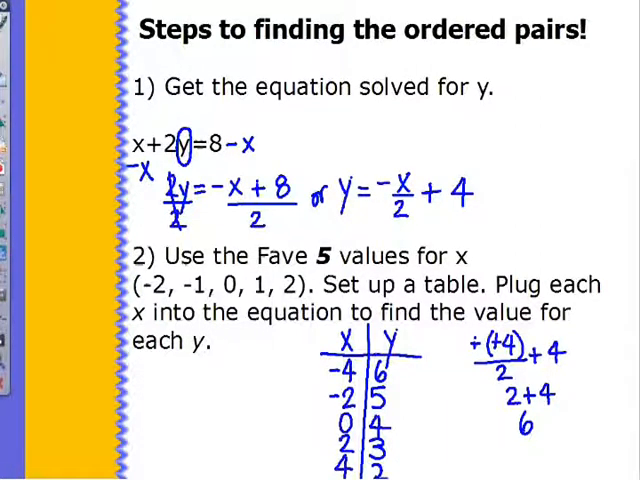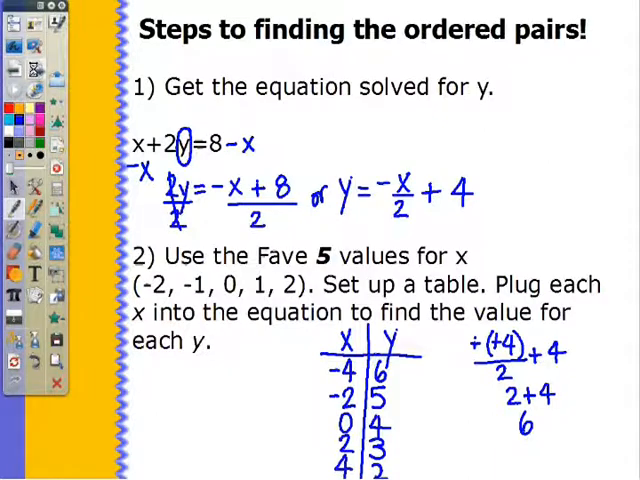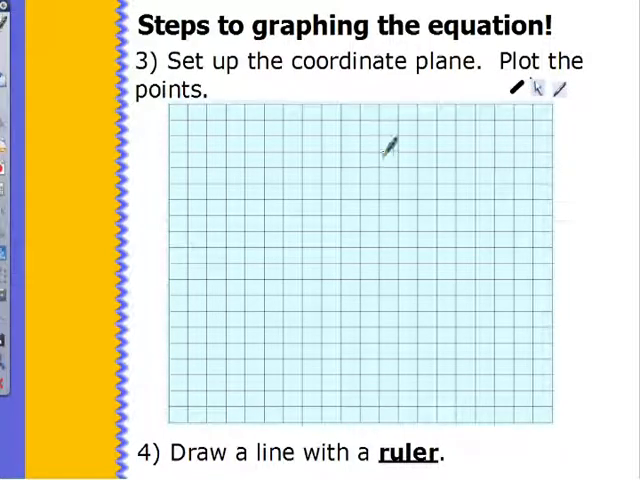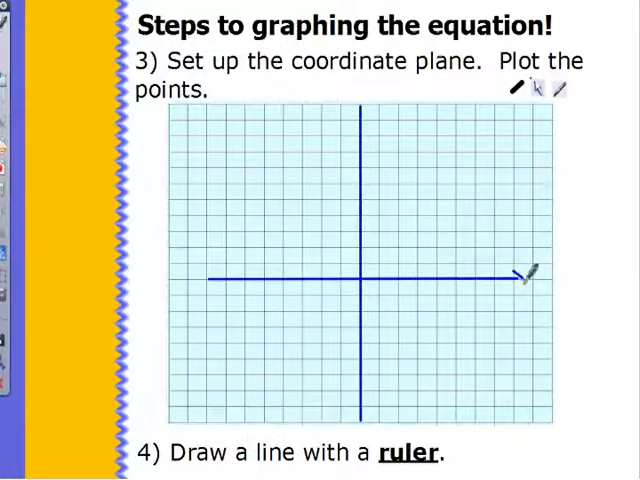Now that we have our data, we can graph it. You need to set up your coordinate plane. I'm going to talk you through it. If I go too fast, feel free to go ahead and pause the video. I have some nifty little line tools here. Let's see if this works. So we draw a nice vertical and draw a nice horizontal, and we put arrow tips on.